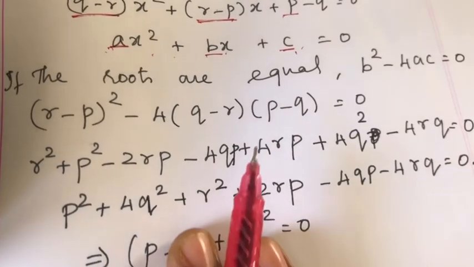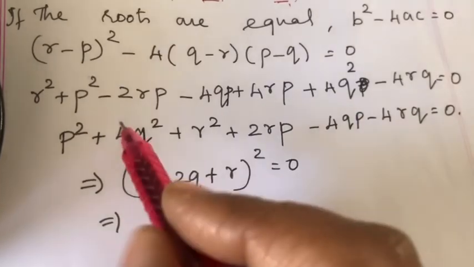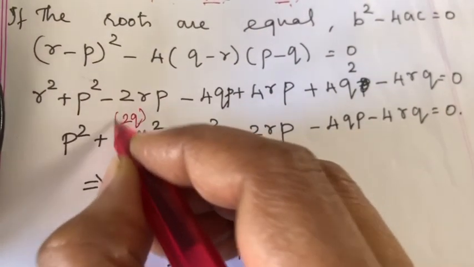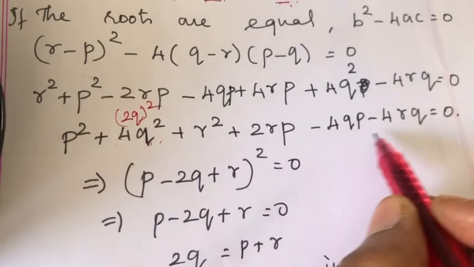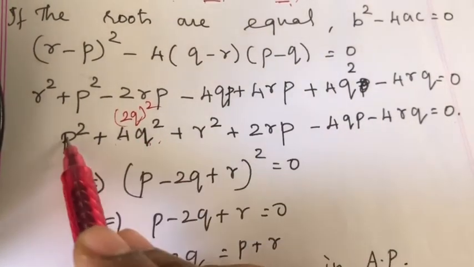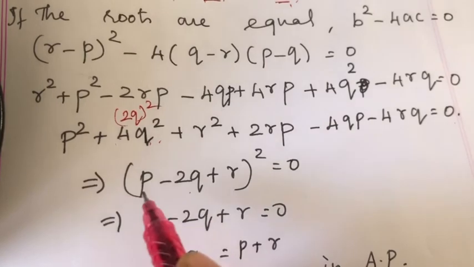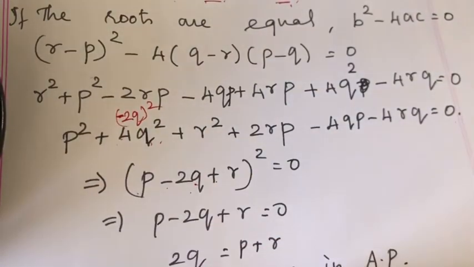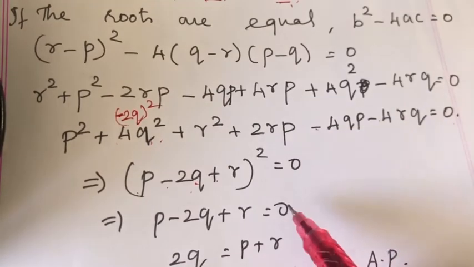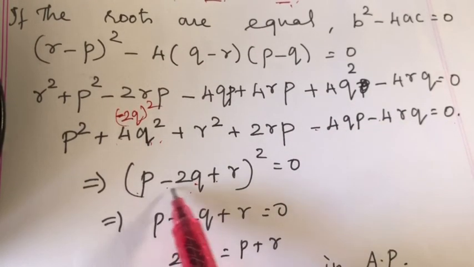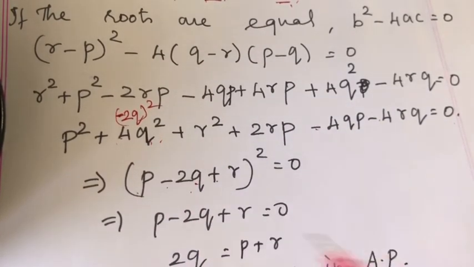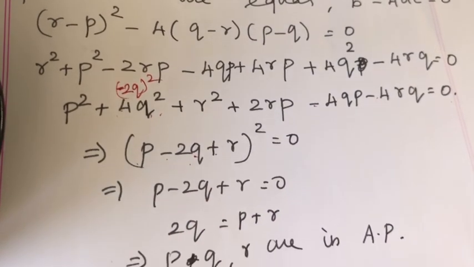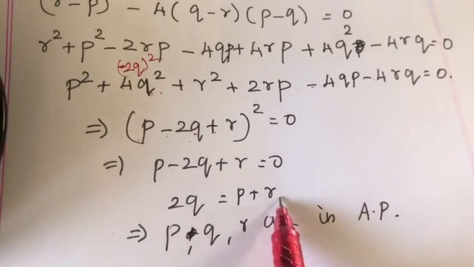Okay. Now, I am rearranging the terms. 4q square can be written as (2q) the whole square. Similarly, we can split all the terms so that this is equal to (p minus 2q plus r) the whole square. Here also we have minus. Okay, so (p minus 2q plus r) the whole square. So, p minus 2q plus r is equal to 0. That implies 2q is equal to p plus r.